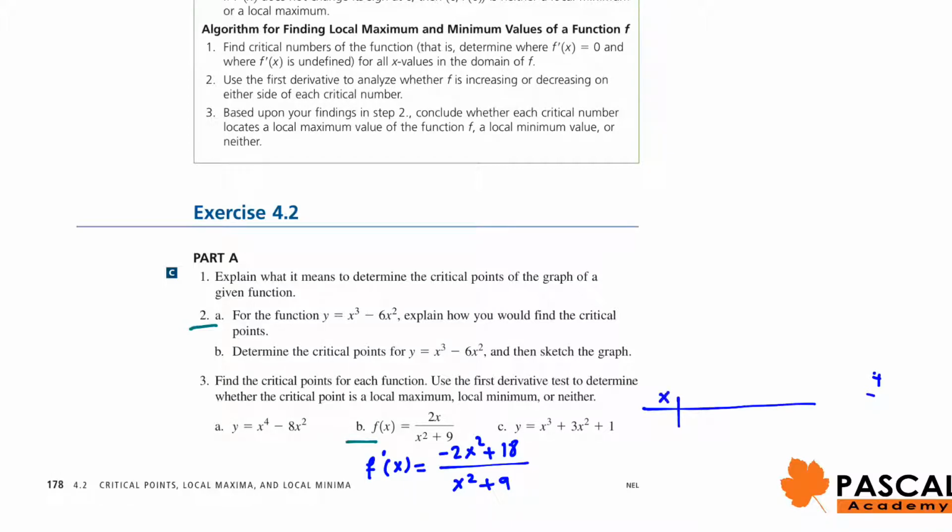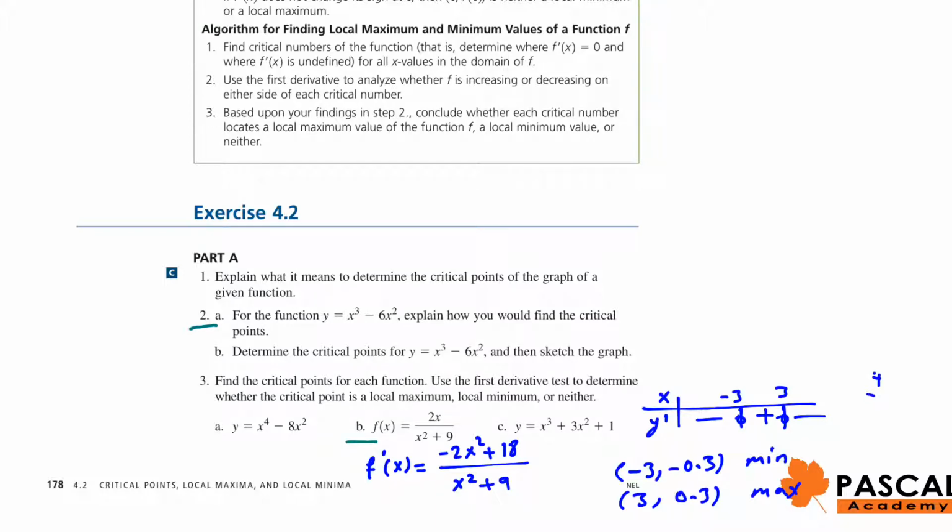If we draw the sign chart for the derivative, at minus 3 and 3, derivative is 0. Before negative 3, derivative is negative. Between 3 and negative 3, it is positive. And after 3, it is negative. Therefore, negative 3, and if we plug negative 3 into the function, we get negative 0.3 approximately is local minimum. And if we plug in 3 into the function, we have 0.3, which is local maximum.